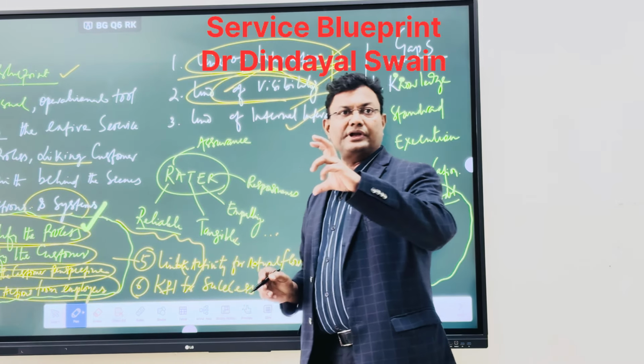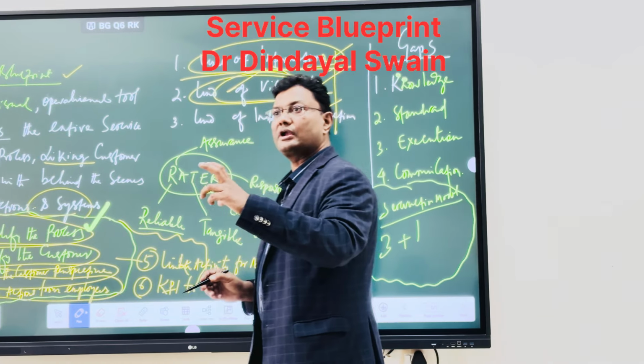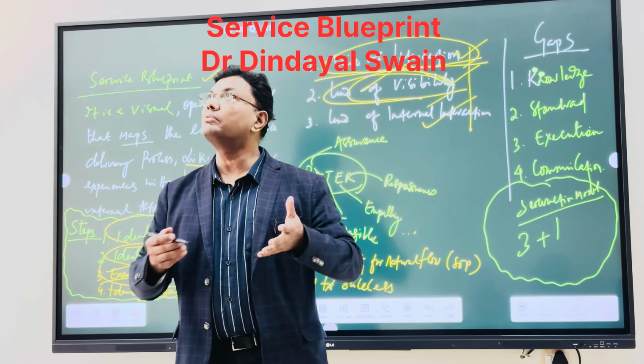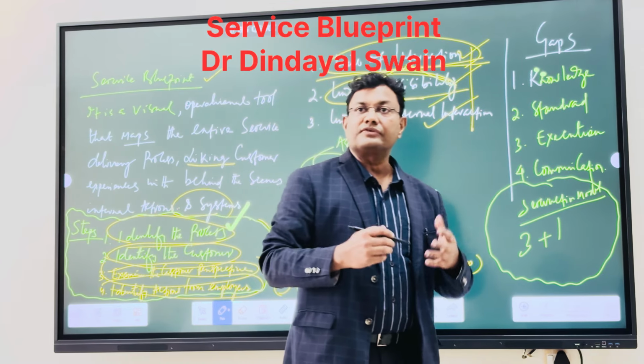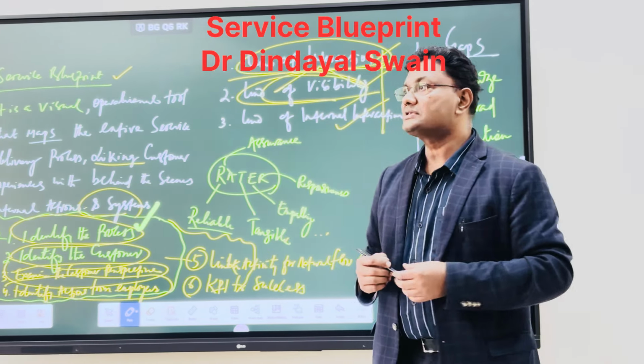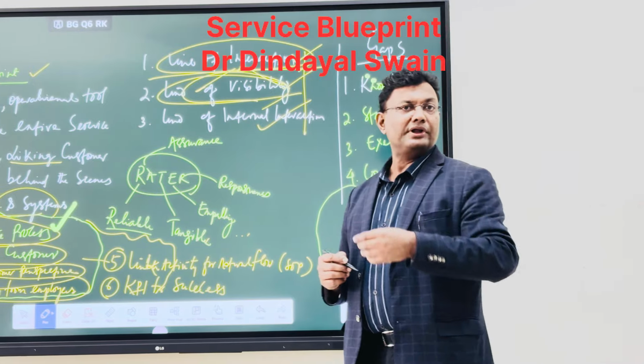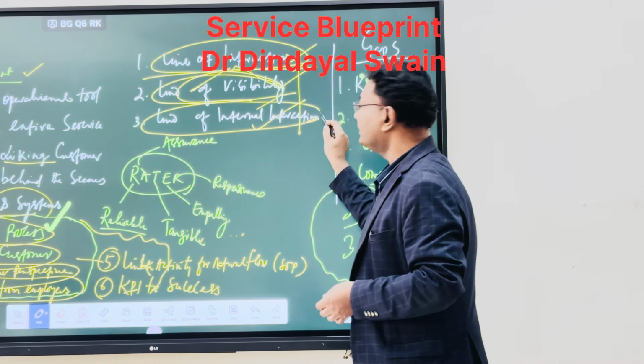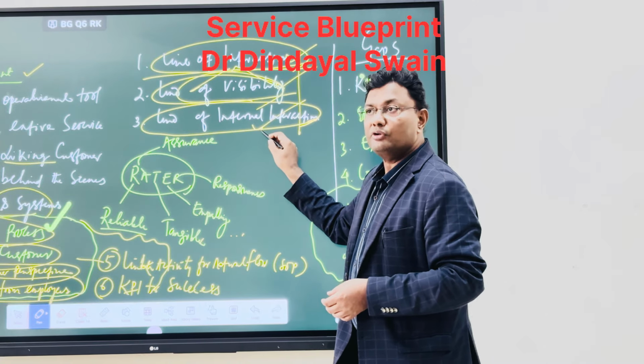So that is the visibility: how your employees are approaching your customers, and your servicescape or physical evidence, like chair, table, AC, other lifestyle facilities inside your property, and how they complement your claims of service. And the third one is the line of internal interaction, that is interaction between your employees.